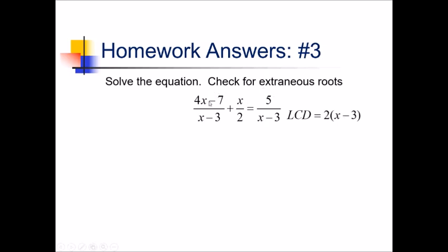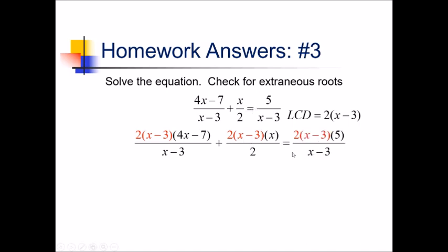So we have 4x minus 7 with a 2x minus 3 sharing the numerator there. This x is going to be kept company by the LCD as well, which I'm putting in red there. And we have an equals 5 with an LCD up there on the other side. All right, let's go through now and cancel out those denominators.